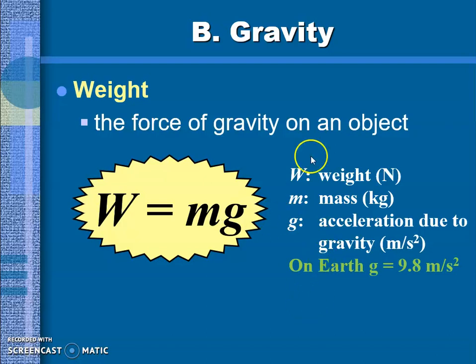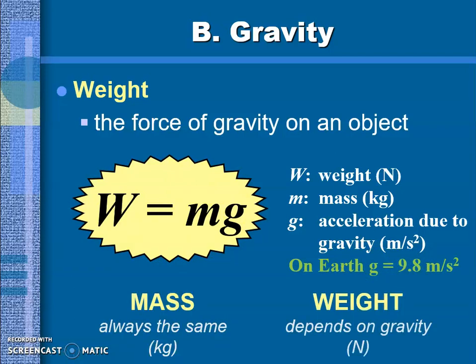Okay, now on Earth, here's a constant for you. Make sure you write this on your equation sheet. On Earth, g is always 9.8 meters per second squared. Okay, so the g in this equation on Earth is always 9.8. Now, in some example problems, you'll have a different g because you may be on a different planet. But if it's an example on Earth, then your g will be 9.8.